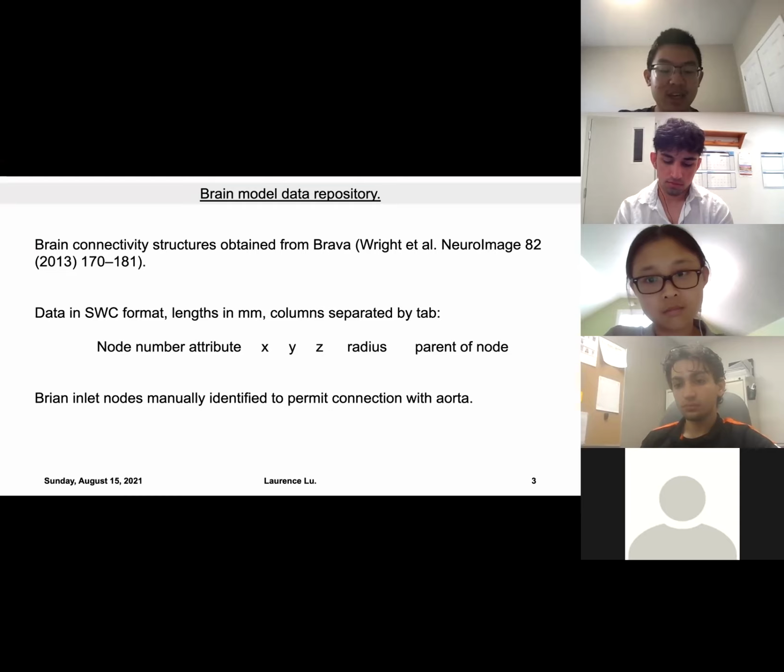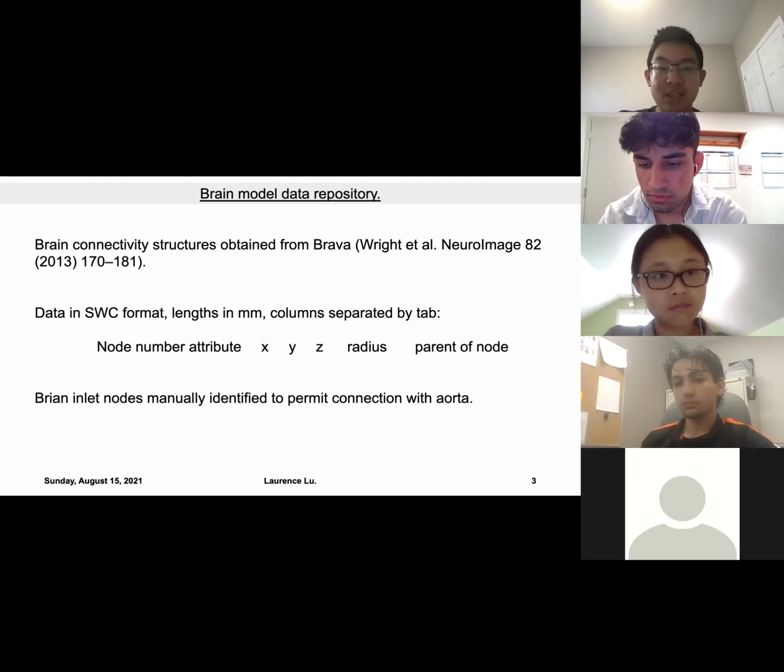So to begin making a brain arterial model, we first had to obtain the brain connectivity structures from the publicly available BRAVA dataset from Susan Wright et al. This database was able to provide and visualize digital arterial reconstructions from 61 MRA, magnetic resonance angiography, image subjects. The results of the digital reconstructions of the brain structures were saved as ASCII files in the SWC format.